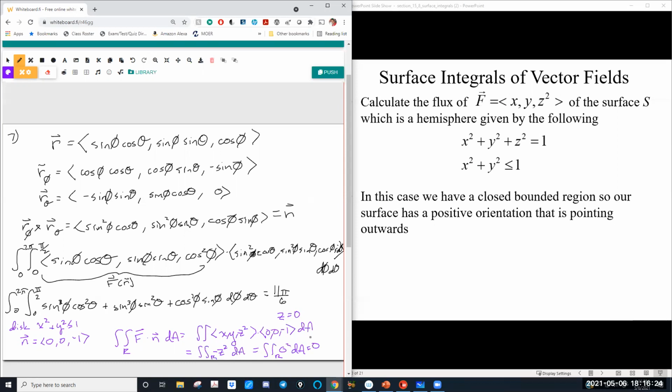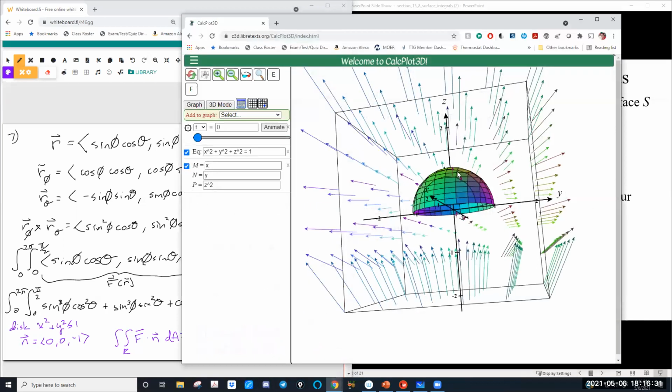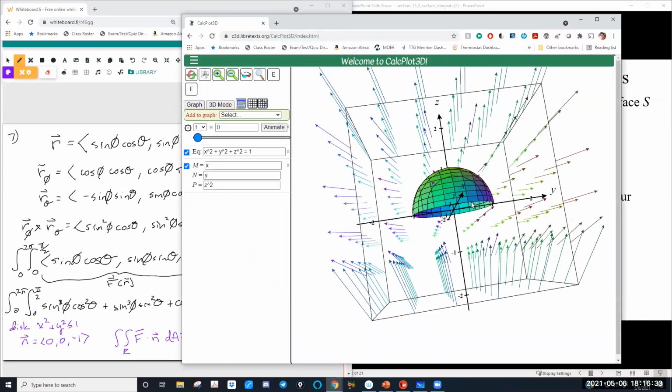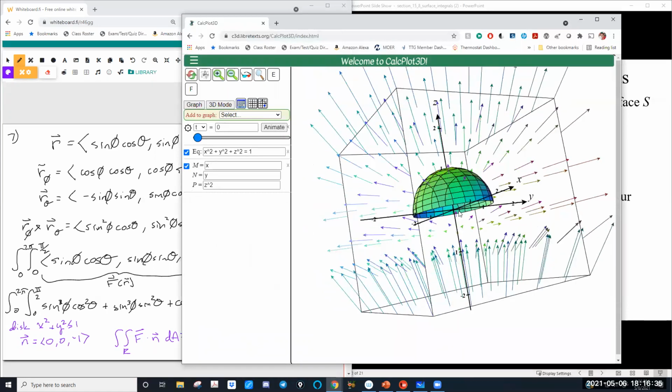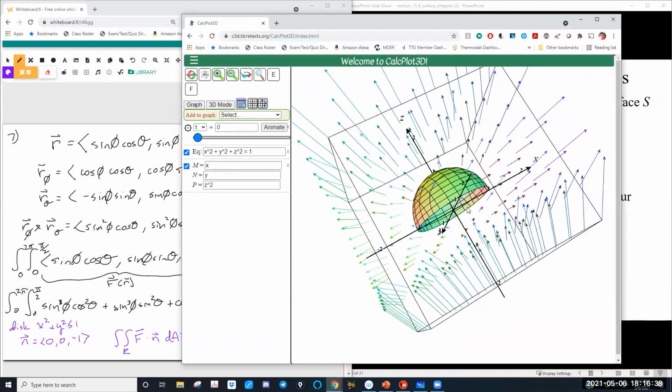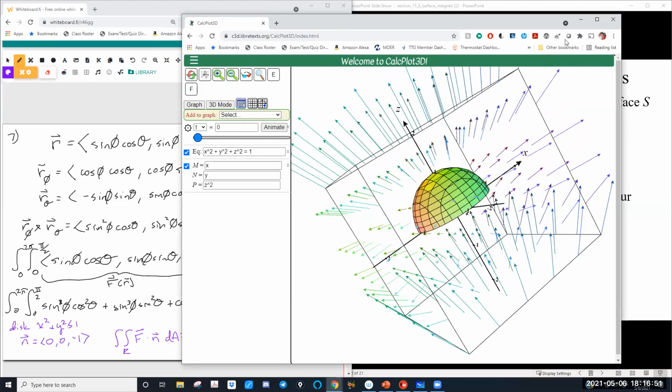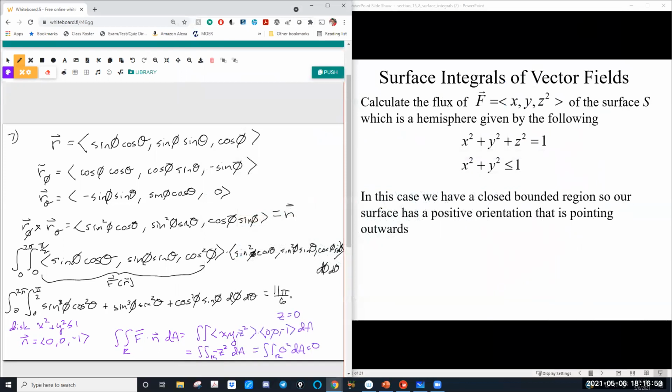So there's actually no contribution to the flux through that bottom part, which, again, if we look at our image, look at the vectors around the bottom of our surface, right? The only ones we see are actually in the plane. So they're going parallel to the surface. So it actually makes sense that we're getting 0 flux on that bottom disk. So the total flux is the 11 pi over 6.